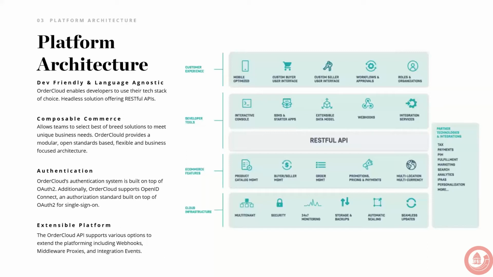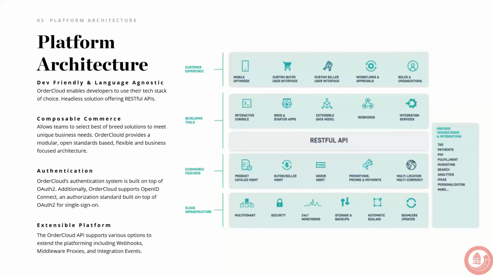To give you an example, out of the box, there is search functionality within OrderCloud, but let's say you wanted to extend it and hook into a third-party system, for example, Algolia, and it's pretty easy to do as well. So you can basically compose the whole ecosystem with different solutions that you need.